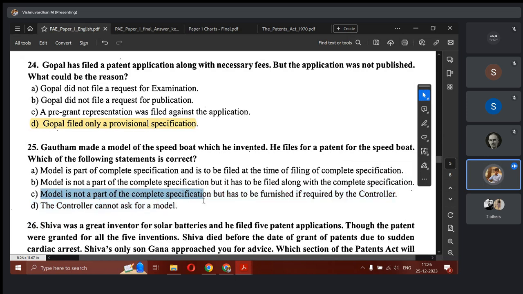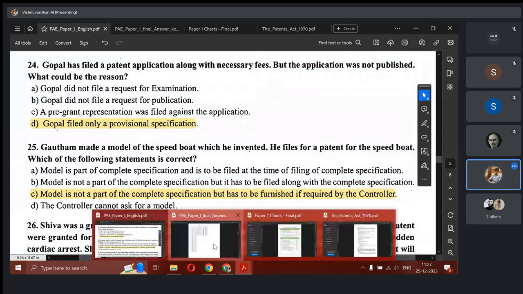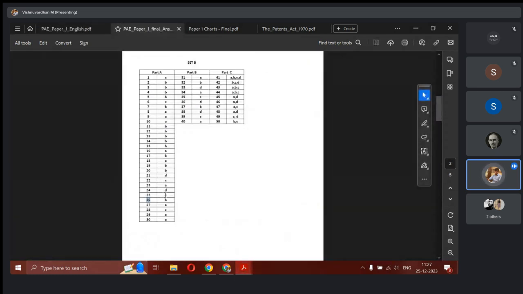Option C: Model is not a part of the complete specification, but it has to be furnished if required by the controller. Option C is correct. Okay, and option D says the controller cannot ask for a model. Of course not. The controller is the god of the Patents Act. He can request for anything. Okay, so for 25, the option is C. Cool. So one more correct answer.